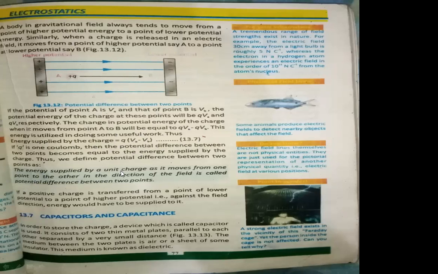The energy supplied by a unit positive charge, this is a unit positive charge, and it moves from this point to the other in the direction of the field, is called potential difference between the 2 points. So its direction is in this direction. It is moving from higher potential to the lower potential whenever it is placed in the electric field.